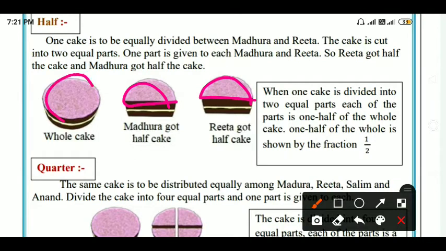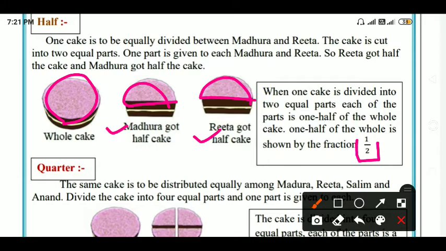This is the whole cake. And Madhura got half the cake and Rita got half the cake. When one cake is divided into two equal parts, each part is one half of the whole cake. One half of the whole is shown by the fraction 1/2 or half.